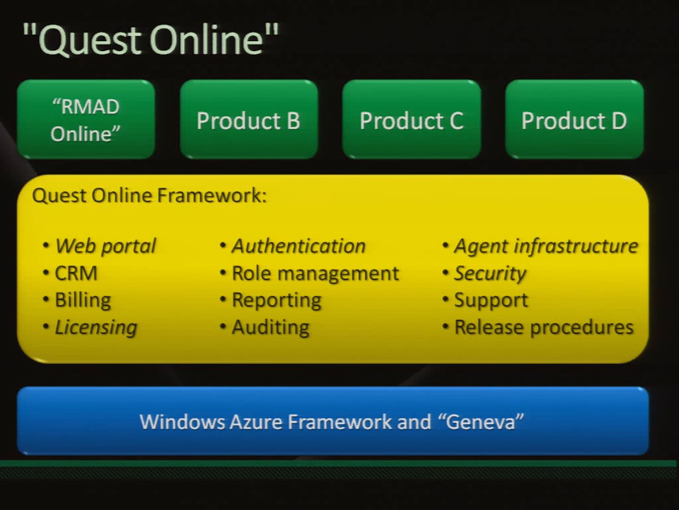So today we are going to see how that common framework works, and we'll be looking at the blocks that are marked as italic on this slide. So we'll be looking at how the web portal works, how licensing works, authentication, authorization, and the whole agent infrastructure, secure collaboration.